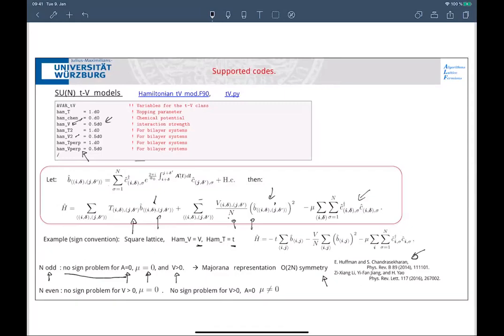If you take n even, you will have no sign problem for v bigger than 0 and mu equals 0. That means I did not specify the magnetic field, so I can put in a magnetic field here. And if you dope it, you will have no sign problem for v bigger than 0, no magnetic field, and as a function of doping, so mu is not equal to 0. So you can do quite a lot. What will happen here is essentially you will generate superconducting.